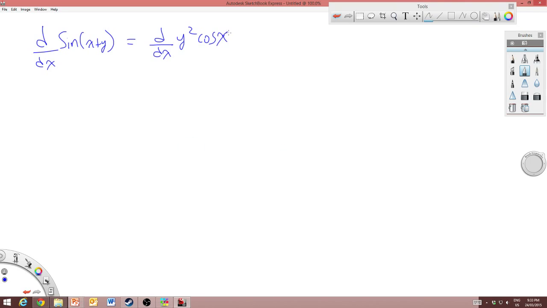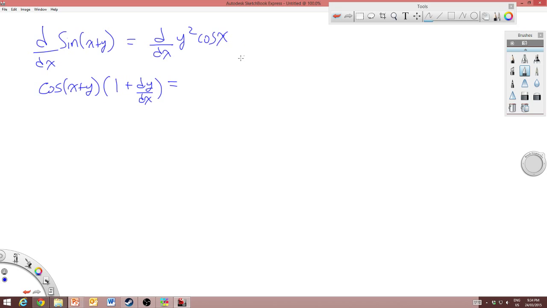Alright, let's differentiate. So we're going to differentiate d by dx of sine. Here we're going to have to apply the chain rule. So we'll get the derivative of sine, which is cosine. Everything on the inside stays the same. Then we tag on the derivative of the inside function. So the derivative of x is just 1, and the derivative of y, well, that's just dy dx. There we go. Alright, and then this is all equal to the derivative of this.